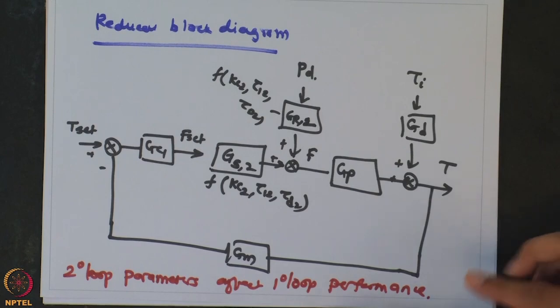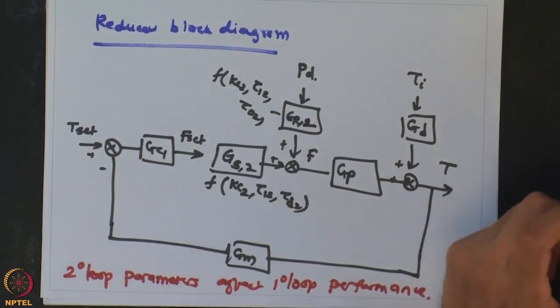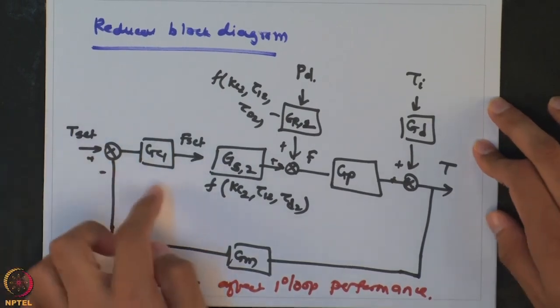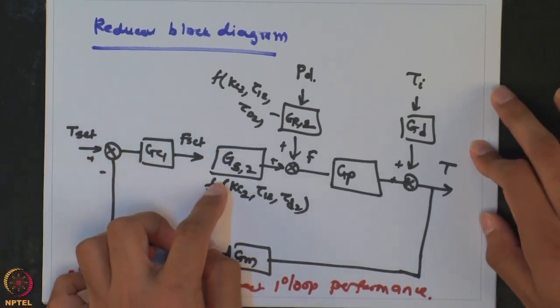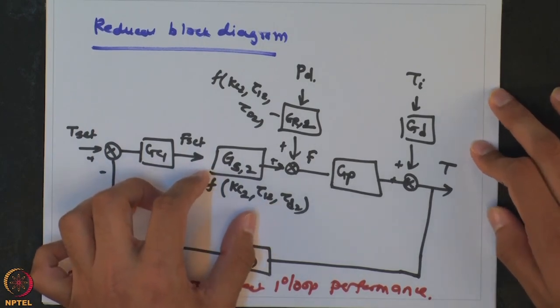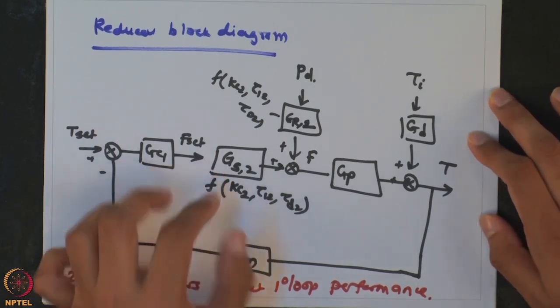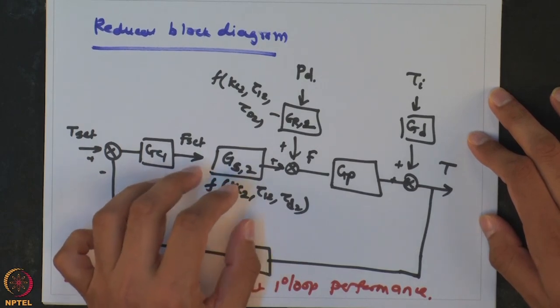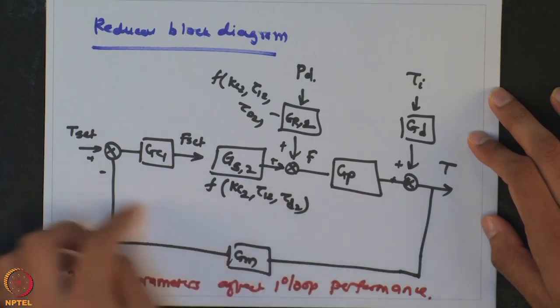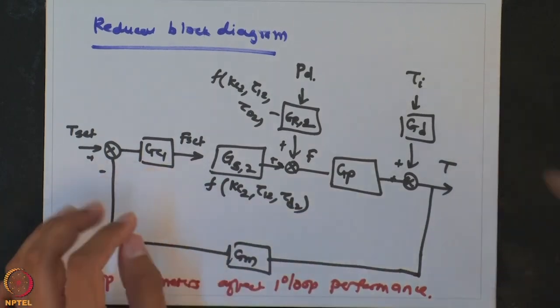So that is why if I want to tune this cascade control scheme, what I would have to do is first tune the secondary loop, make sure it is perfectly tuned the way we want, and then once you have good enough satisfaction about the performance of the secondary loop, only then will you go with tuning of the primary control loop.